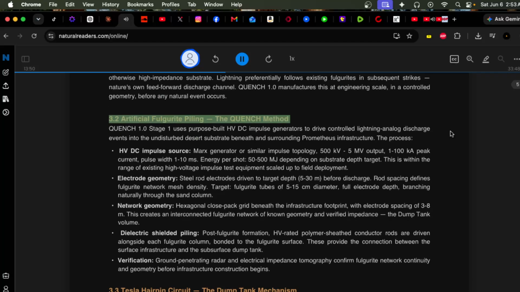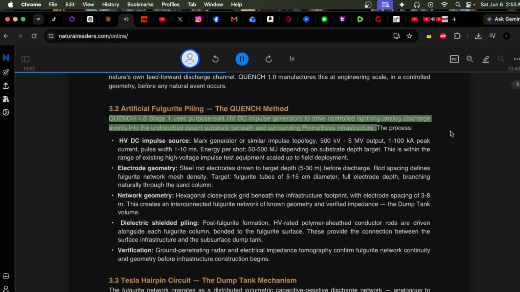3.2 Artificial fulgurite piling, the QUENCH method. QUENCH 1.0 Stage 1 uses purpose-built HVDC impulse generators to drive controlled lightning analog discharge events into the undisturbed desert substrate beneath and surrounding Prometheus infrastructure.